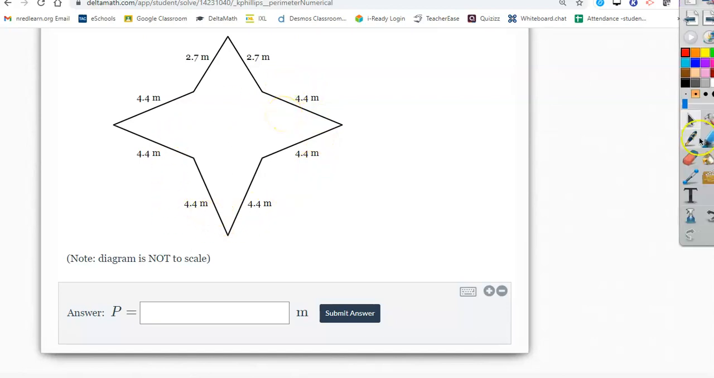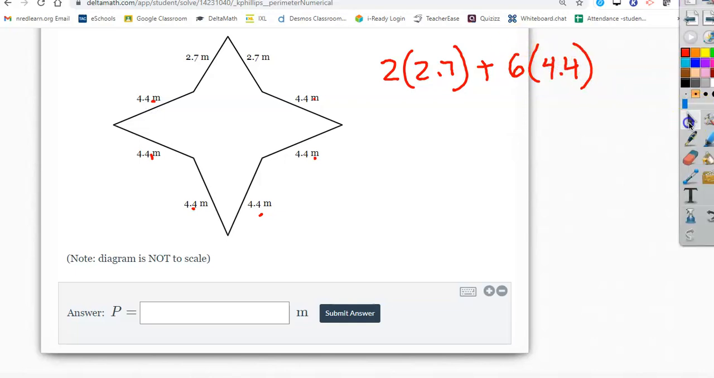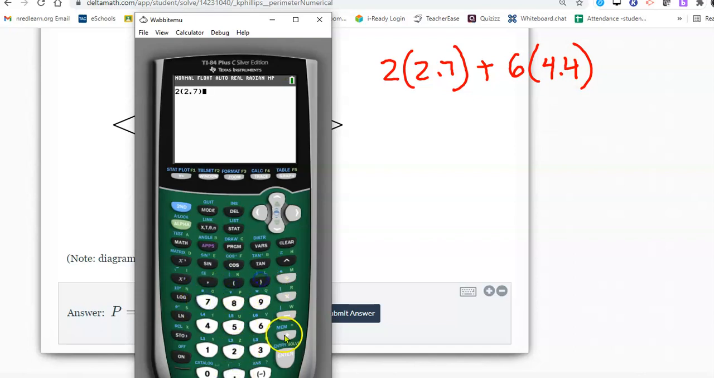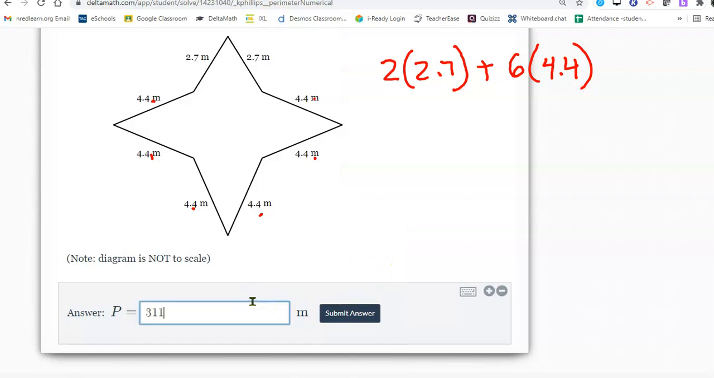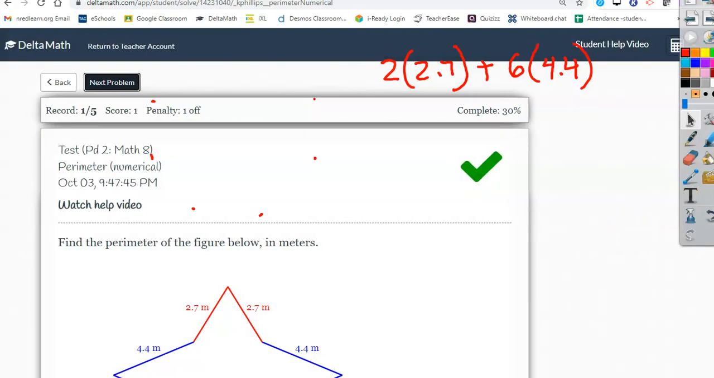So it looks like I have two 2.7s plus 1, 2, 3, 4, 5, 6, 4.4s, and I can type that into my calculator to find the answer. So it looks like I have 2 times 2.7 plus 6 times 4.4, with parentheses, and my answer is 31.8. Easy and simple.